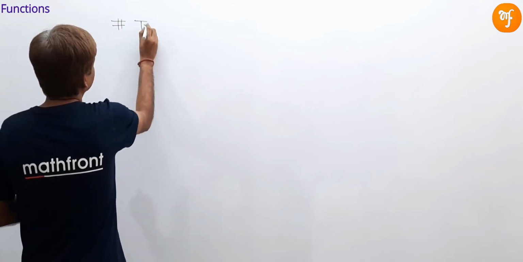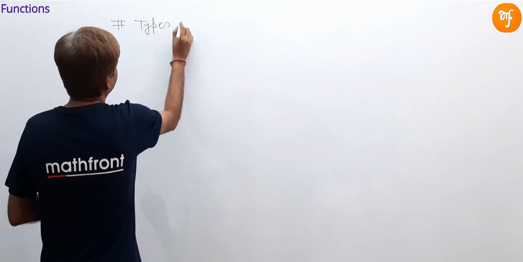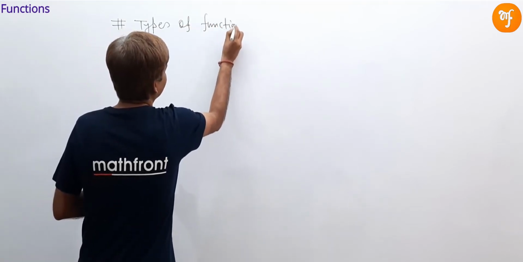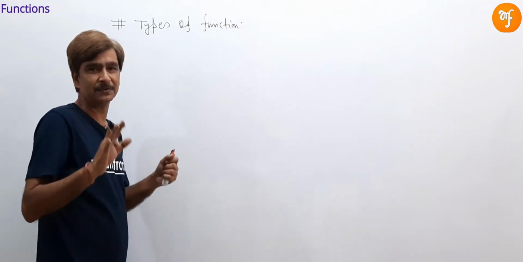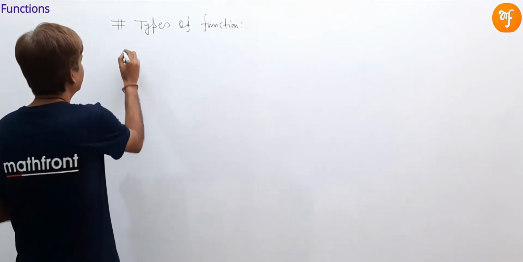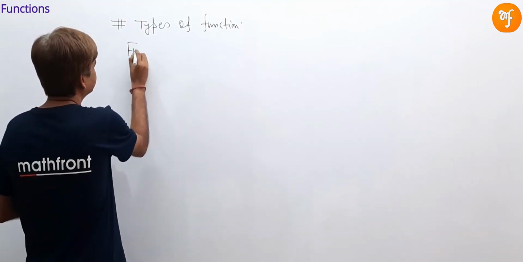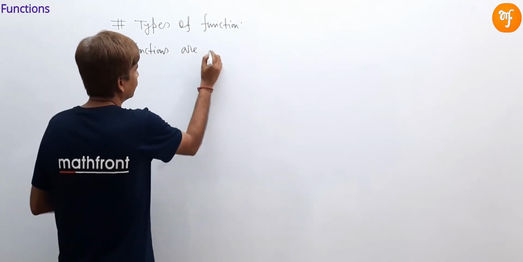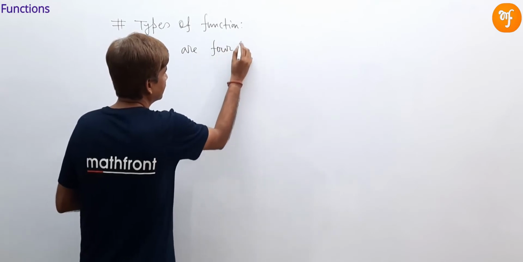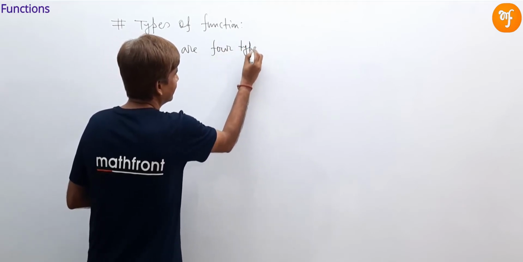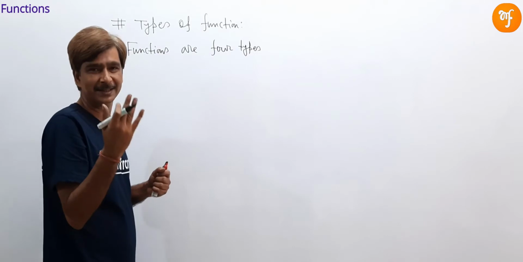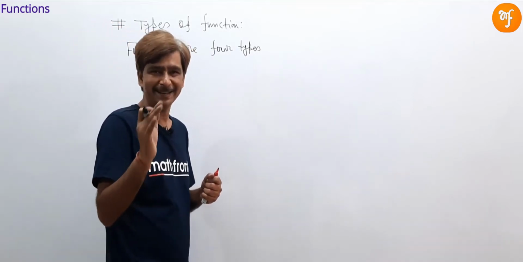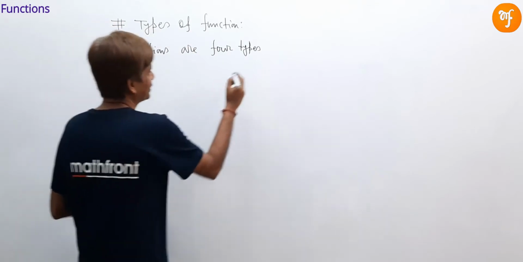Types of function. So functions are how many types? Four types. So please write: functions are four types. Okay, these are what? One-one, many-one, onto and into.